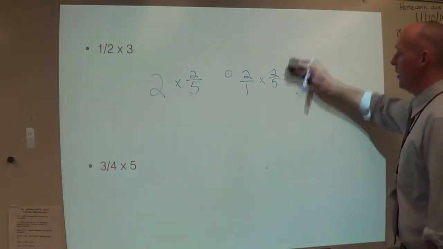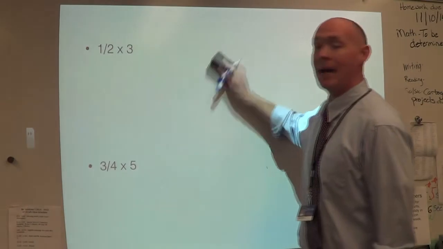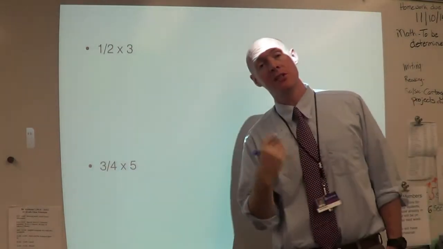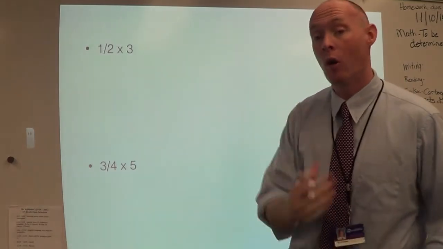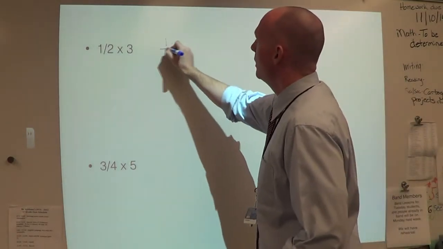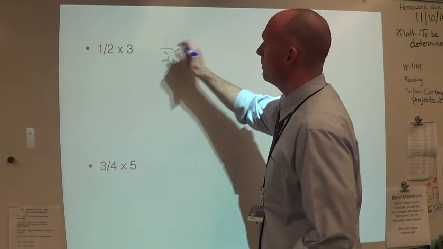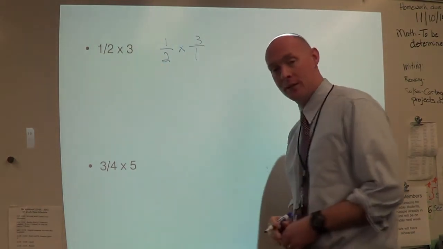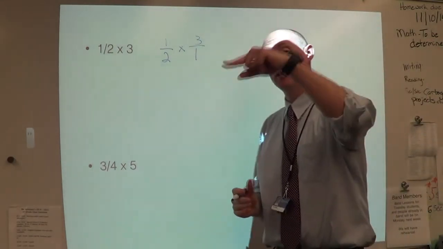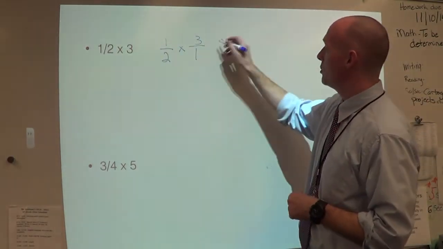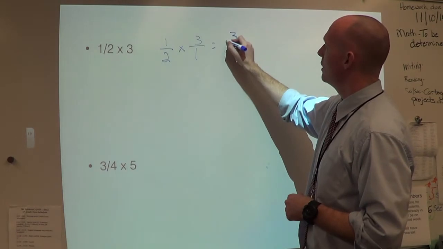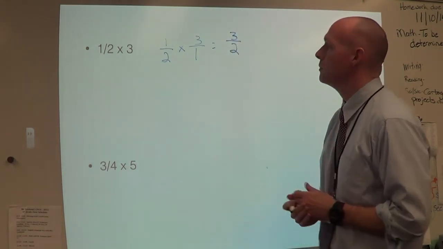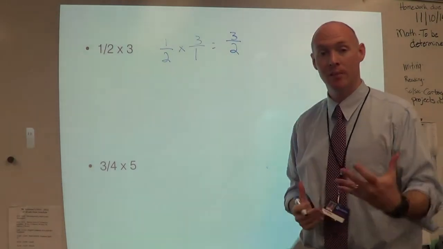Okay, so here I have the fraction 1/2 times 3. If you remember, step 1 was to put the whole number over 1. So 1/2 times 3 over 1. Perfect. Step 2, multiply the numerators. 1 times 3 is 3. 2 times 1 is 2. That was step 3, multiply the denominators.